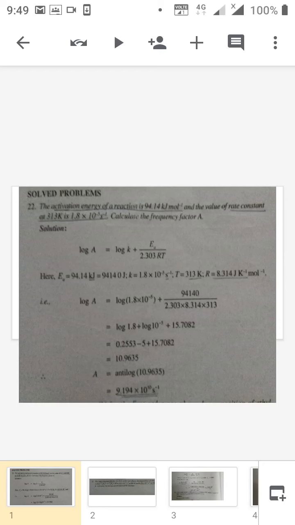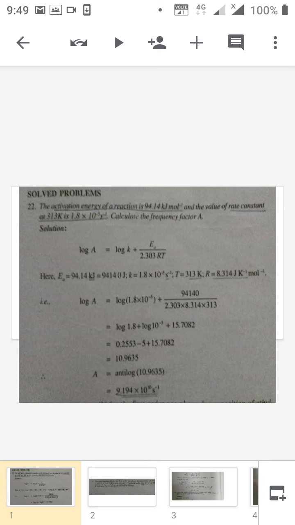Everybody. Today we will discuss the problems of chemical kinetics. First problem, 22nd problem. The activation energy of a reaction is 94.14 kilojoule per mole, and the value of the rate constant at 330 Kelvin is 1.8 into 10 to the power minus 5 second inverse. Calculate the frequency factor A.